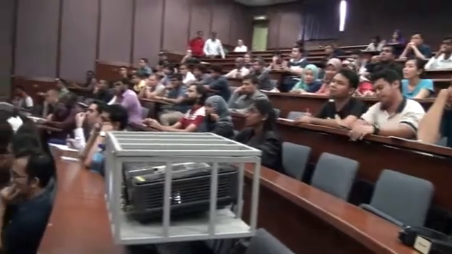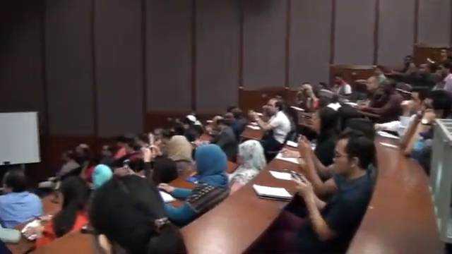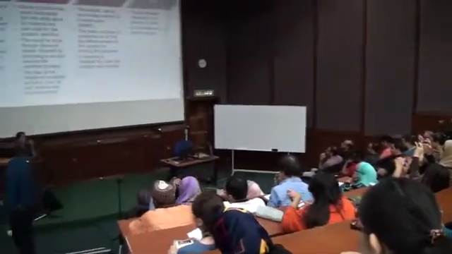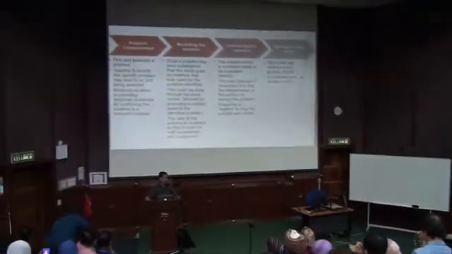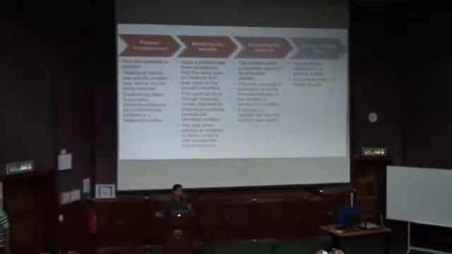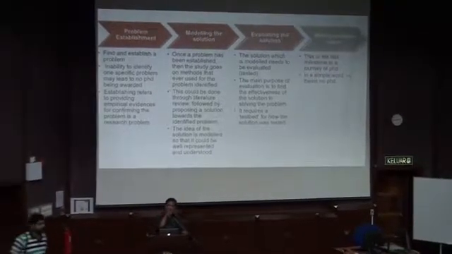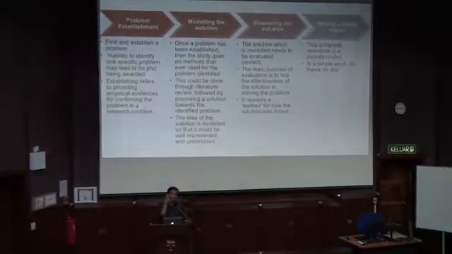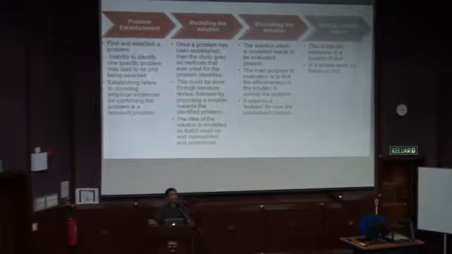So this is the problem establishment. So you must remember the difference between potential problems and established problems. You find a potential problem first. That's why you have to do the literature review, in order to identify potential problems. It's not a problem yet. Once you prove it to be a problem, then it's a problem. Okay?